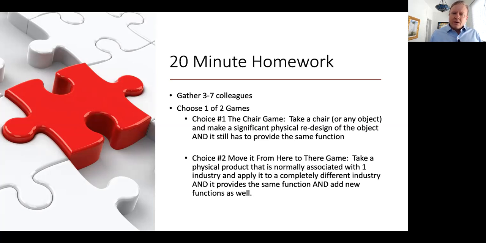Choice number 2 is the move it from here to there game. So again, you're going to be taking a physical product that is normally associated with one industry, and you're going to apply it to a completely different industry, and it provides the same function and it adds new functions as well. Okay? So for example, this is a glass and it holds water. Okay? Well, what you could do is that you could turn this into the floral industry, and you could put flowers in it, and you could have your flowers grow, and this now is going to be a vase. So what I encourage you to do is just take something from one industry and see if you can move it to a different industry, doing the same function but adding new functions as well.